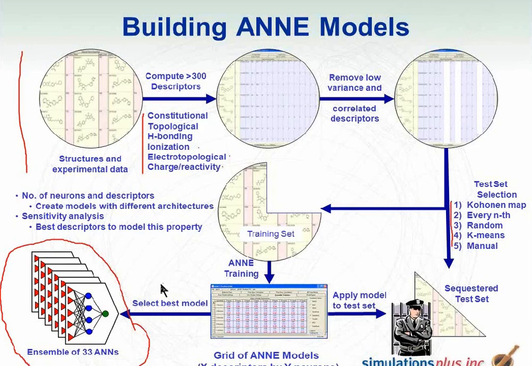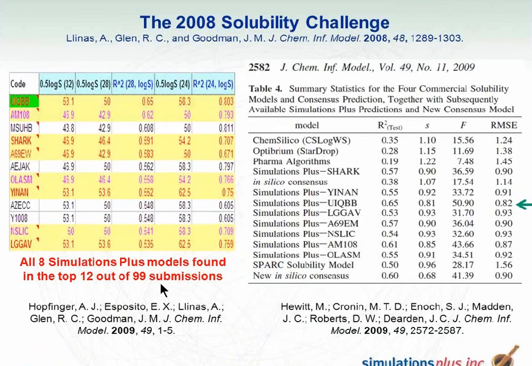Okay, this next slide really speaks to our model building procedure and our descriptors. So this is a paper that was published in 2008 called the Solubility Challenge. It was published in the Journal of Chemical Information and Modeling. And basically the group performed experiments on 132 compounds where they measured the intrinsic solubility of each compound.